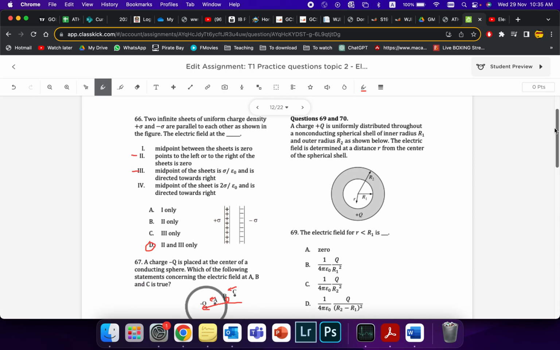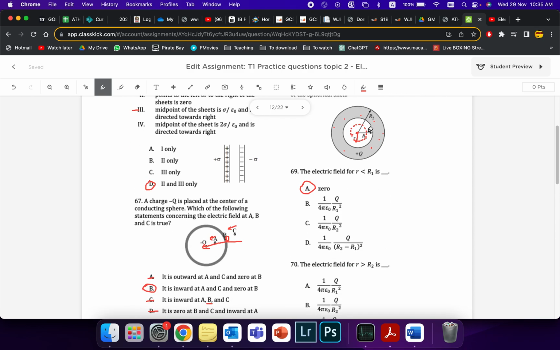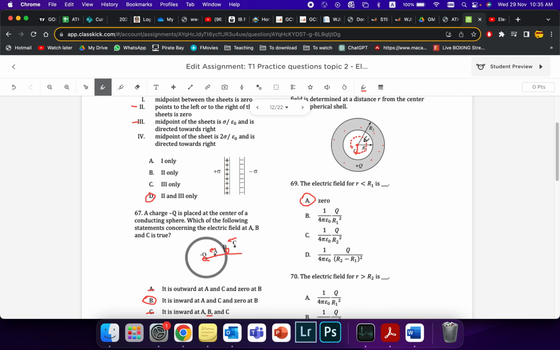Question 69. The electric field for r inside the big R1. The question says we have a plus Q uniformly distributed. We have a plus Q all the way around here. It looks like there is nothing inside it. So if I have my r smaller than R1, somewhere along this area here, there is no Q enclosed. The electric field inside is 0. The electric field for r greater than R2, so that's somewhere out here. The enclosed charge is here. We have Q right there.